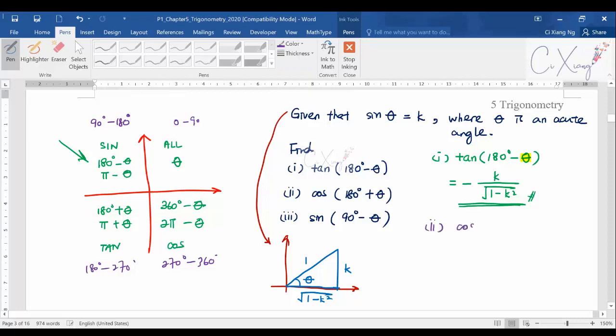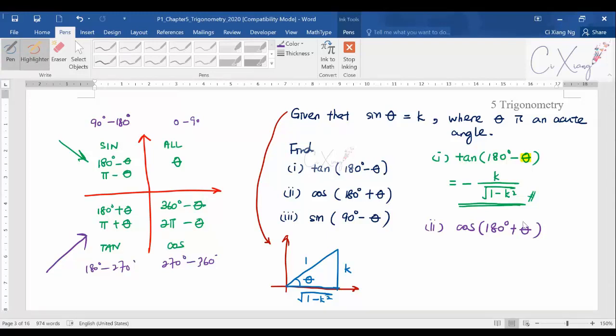If they are asking for cos 180 plus theta, if you look at 180 plus theta, it belongs to the third quadrant, right? If you compare it, 180 plus theta, so this is 180 plus theta. Okay, so what is the value for cos theta? All right, so the value for cos theta is what? If you look at the triangle here again, it should be square root 1 minus k square over 1, correct or not? Over the hypotenuse, which is the 1.